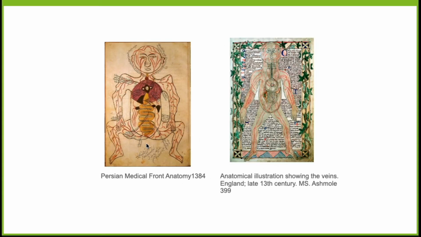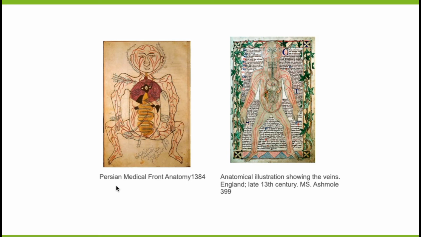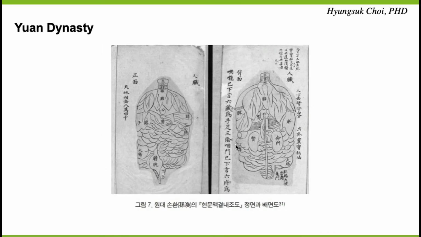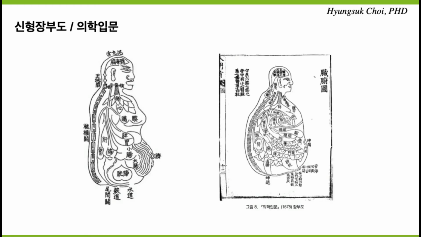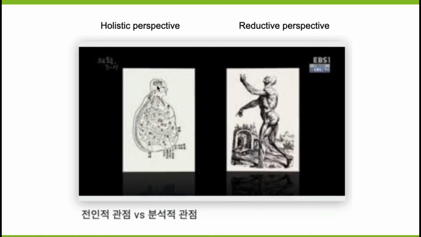At the same period in Europe, this is their anatomy diagram. This is from a Persian medical book, Front Anatomy, 1384. This is an anatomical illustration showing the veins, England, 13th century. Which one is more abstract? Which one is more holistic? How can you say Oriental medicine is holistic and Western medicine is based on reductionism?